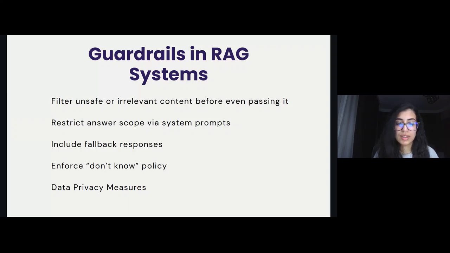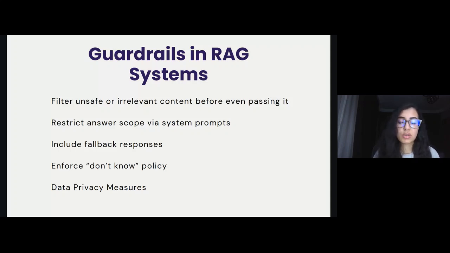And next, we want the LLM to say, I don't know. So you should add fallback responses when nothing relevant is retrieved. If a student asked about something and there's nothing relevant retrieved, you should enforce a strong I don't know policy so that it doesn't hallucinate, it doesn't give you random stuff.